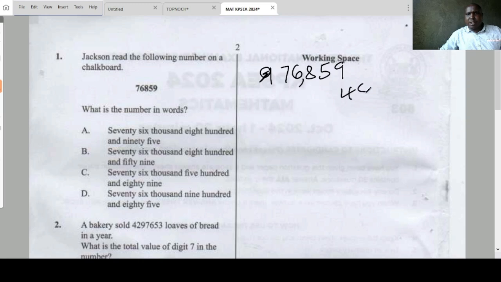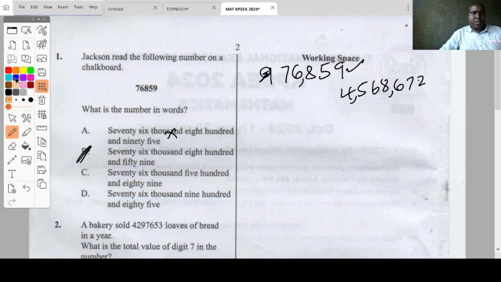If the number is long enough, you may not be able to tell where to divide. So you need to divide this number 1, 2, 3, comma, 1, 2, 3, comma. Now this tells you that this number is 4,568,672. Now for the number here, it is 76,859. So the correct answer is B.